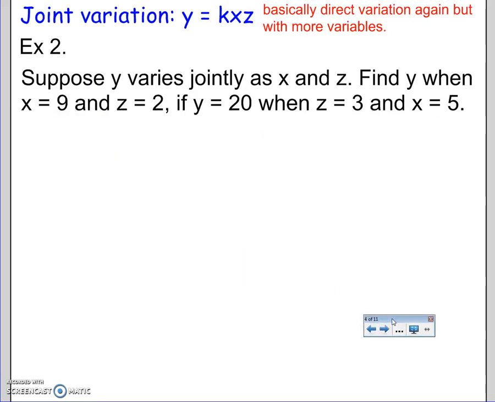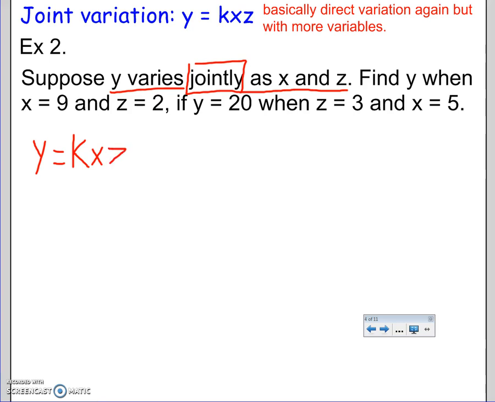Example 2 is joint variation. It's basically direct variation again, so multiplication, but with more variables. So you'll be multiplying all these things with k. So example 2 says suppose y varies. Y varies means y equals. Joint means direct, means multiplication. So multiply k by whatever it is, x and z.